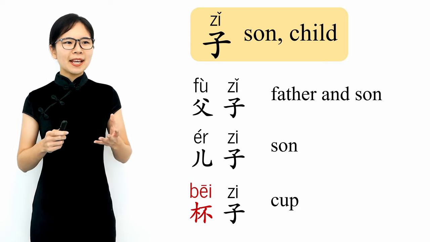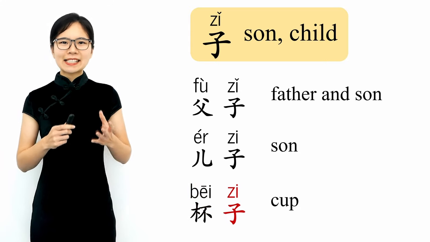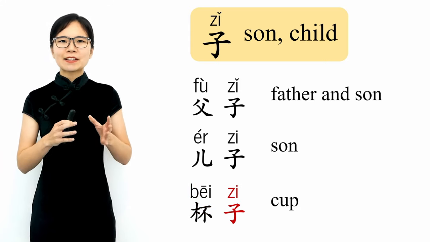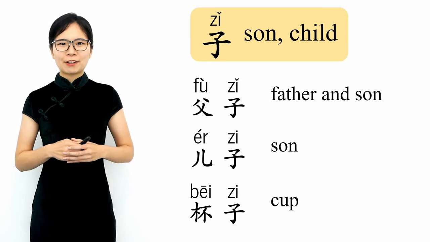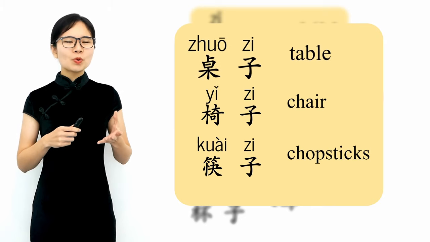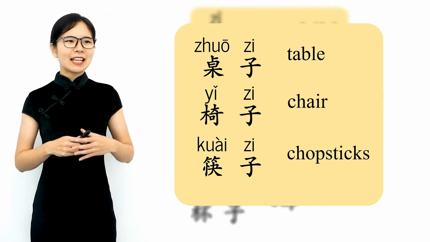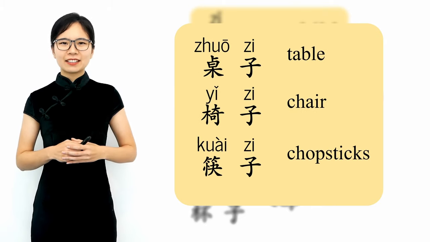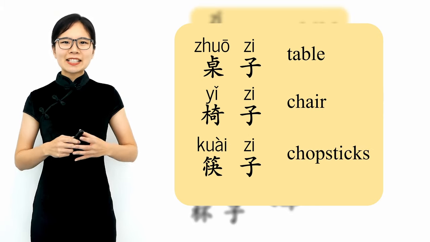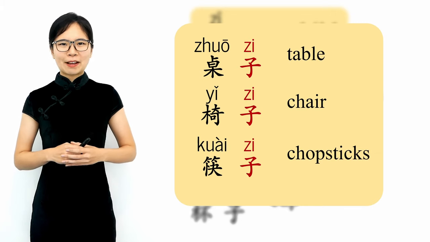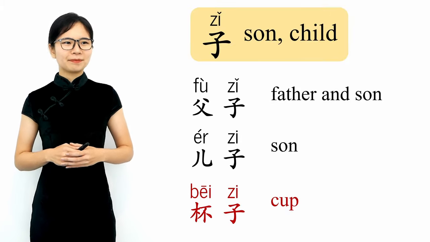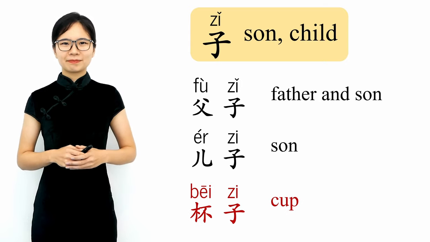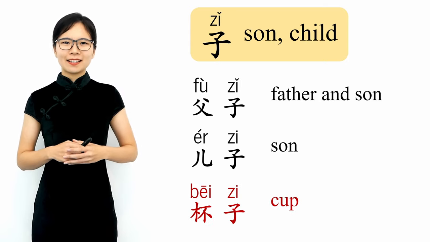And our last word is 杯子. The character 杯 means cup, and 子, in addition to meaning son or child, is sometimes used as an ending for nouns. For example, 桌子, table, 椅子, chair, and 筷子, chopsticks. In these cases, 子 is pronounced with the neutral tone. Please repeat after me. 杯子, 杯子, cup.